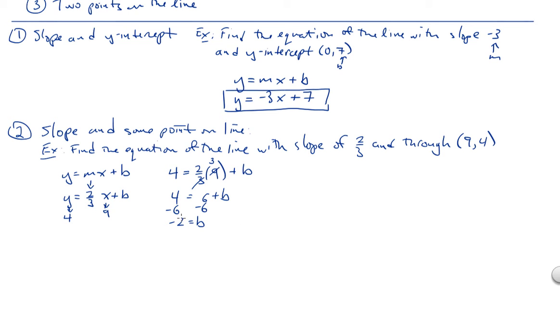Now we're not done. That's not the answer. The answer is an equation. It says find the equation of the line. So let's plug in the b now into the original equation, this partial equation here. y equals 2/3 x minus 2. And that's the equation.